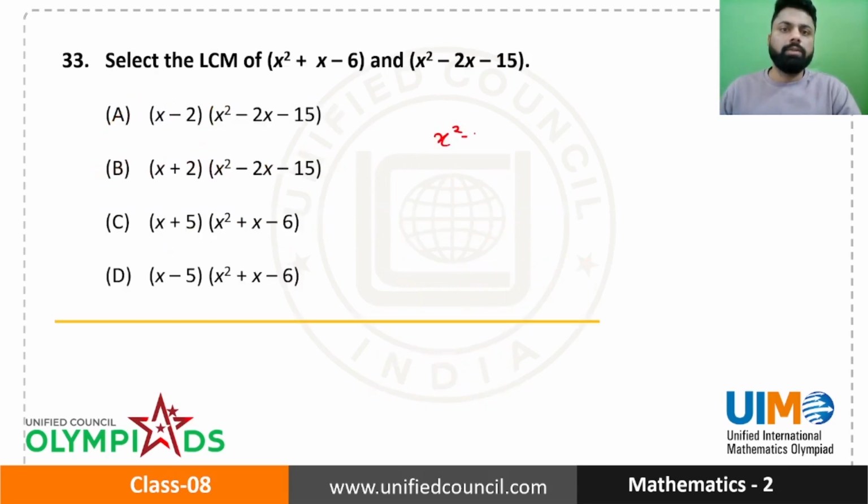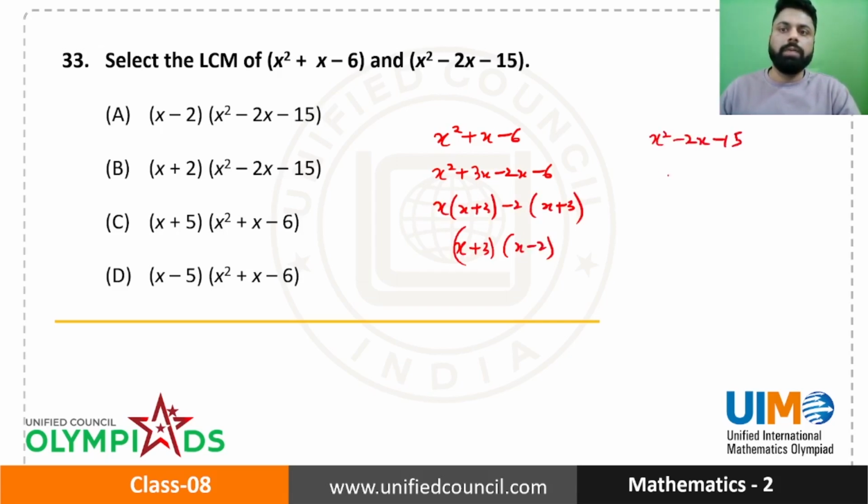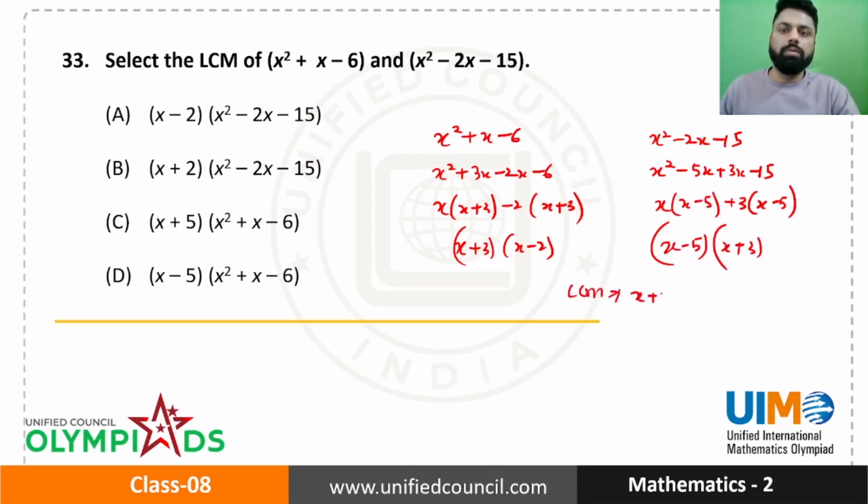Select the LCM of x square plus x minus 6. This is x square plus 3x minus 2x minus 6. So x is common, x plus 3 minus 2 is common, x plus 3. So this is x plus 3, x minus 2. x square minus 2x minus 15 is x square minus 5x plus 3x minus 15, x is common, so x minus 5 plus 3 is common, so x minus 5. So this is x minus 5 and x plus 3. So the LCM will be equal to x plus 3 multiplied by x minus 2 multiplied by x minus 5.